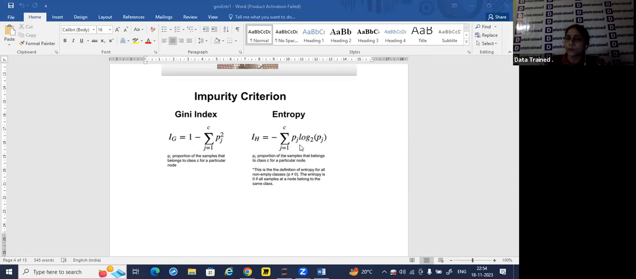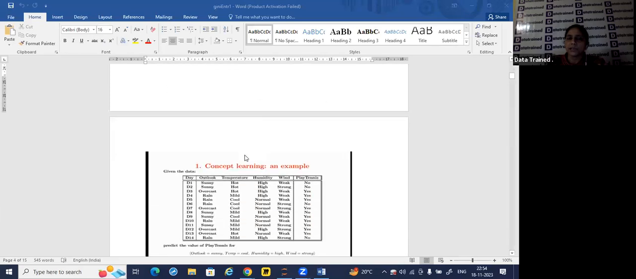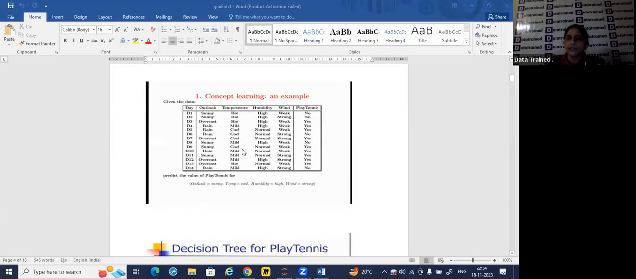Gini index and entropy. So here I'll show you the data set and let's see how the values are calculated. You can see some values present here. This one is conceptual learning, just to see how the values are calculated. So you can see 14 days of data are there. Outlook, temperature, humidity, and wind, 4 columns are there. Play tennis is given as the last column, which is the Y, the output, showing whether the player should go out to play or not in the provided situations. Got the point here?